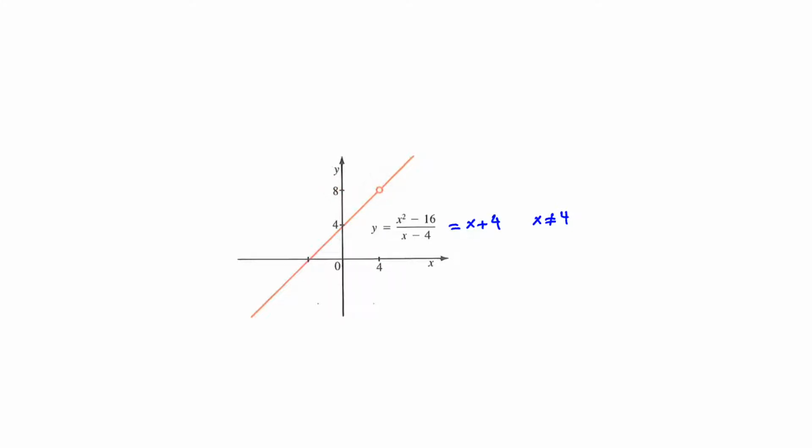This means the limit of x plus 4 as x approaches 4 is 8, which is the same as saying the limit of x squared minus 16 over x minus 4 as x approaches 4 is 8.